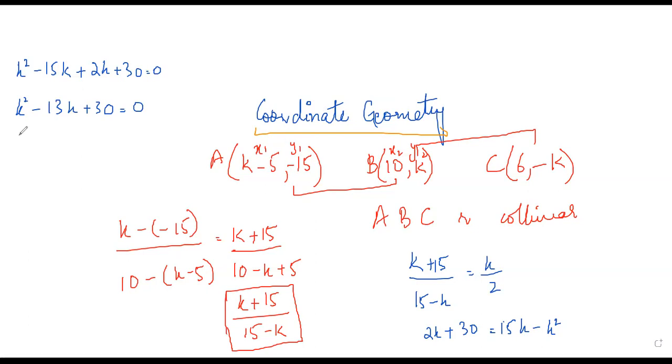Yes, good. Very good. So you found the two possible values of k. You understood the concept. Yeah, I got it. I am relating collinear with these unknown constants. Shall I erase it? Yeah, you can.